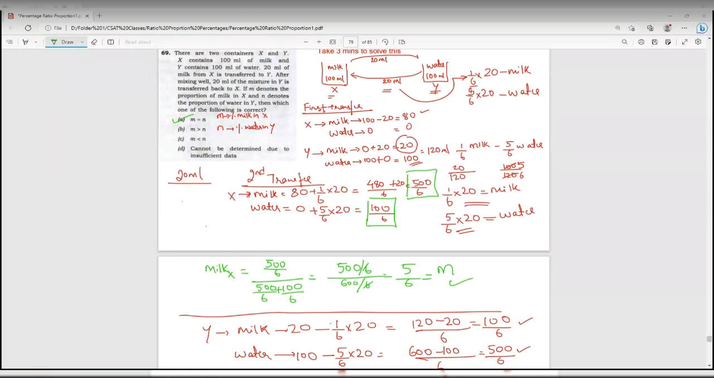Okay. I'll be just explaining the second step in Kannada.